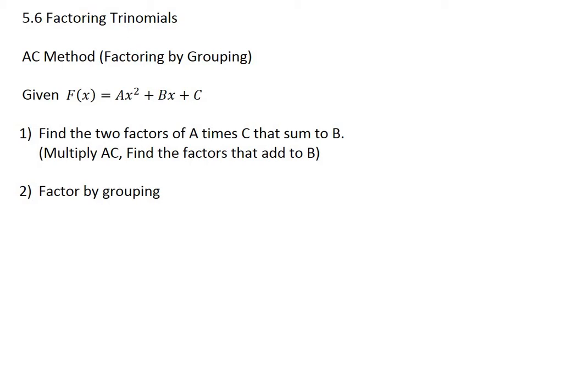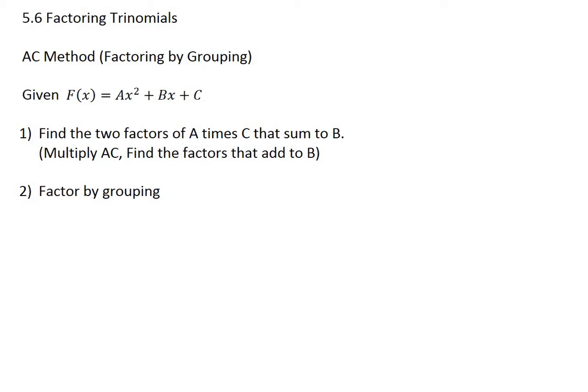Hey guys, I want to talk to you about chapter 5.6, which is factoring trinomials. I just talked about factoring by grouping, right? And so now I want to show you how to factor if there's only three terms. And so you can call it still factoring by grouping. You might also want to call it the AC method because that's what we're really doing. We're multiplying A times C and then factoring by grouping.